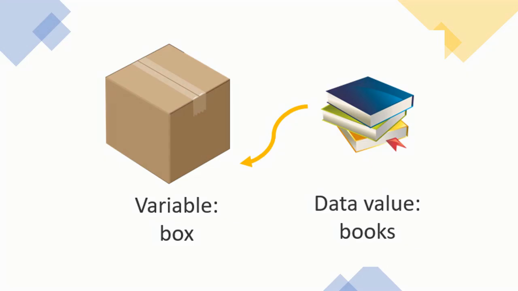Here is the metaphor. Let's imagine variable like a box and the data value we want to store is books. Every time we store our books in that box, we want to give that box a name. I will call this the box of books. If you want to read that book, just find the box that has its name and take the books out.